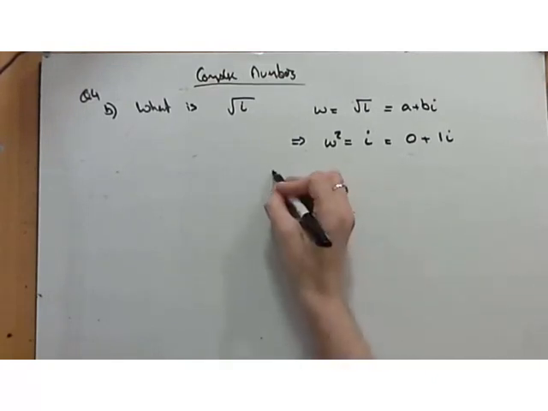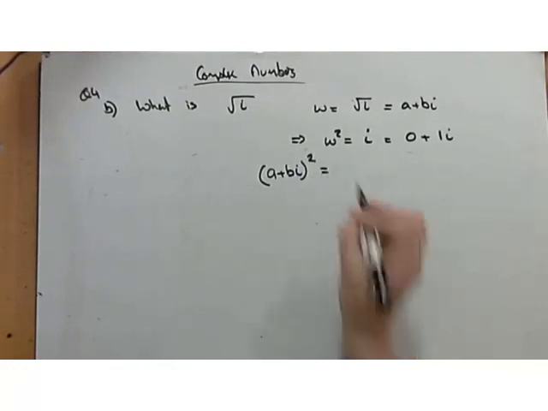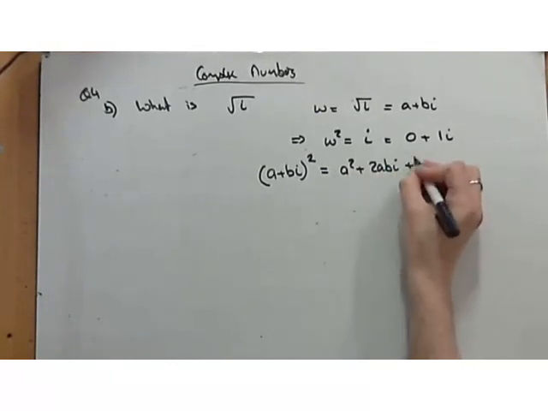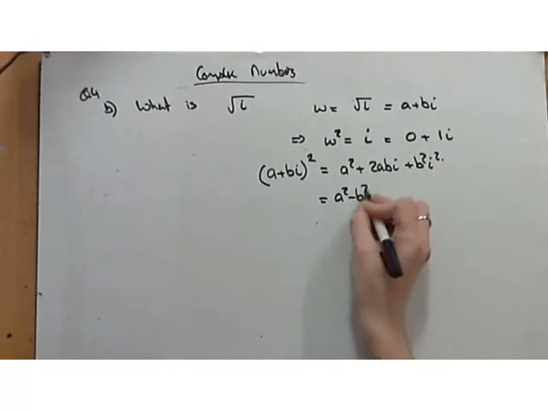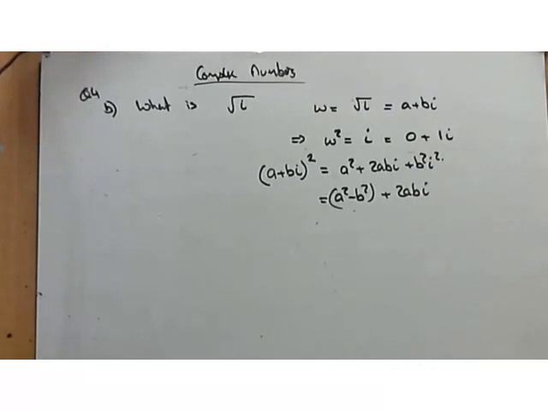Okay, and w is a plus bi, and when we square that, what we get is a squared plus 2abi plus b squared i squared, which is a squared minus b squared plus 2abi. Okay, so that's what we have so far. So that's what w squared is.